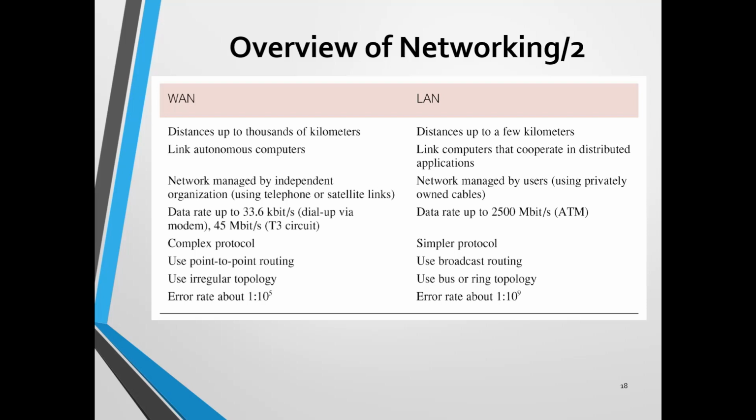Then for LAN, distances up to a few kilometers, links computers that cooperate in distributed applications, network managed by users, data rate up to 2,500 megabits. Simpler protocol, use broadcast routing, use bus or ring topology, error rate about 1 in 10^9.